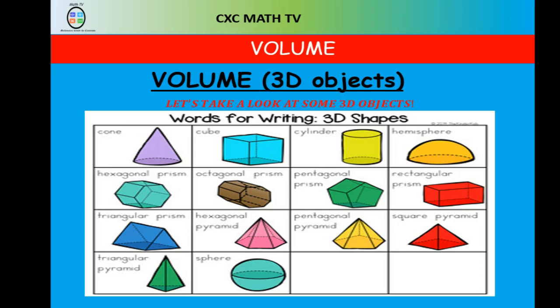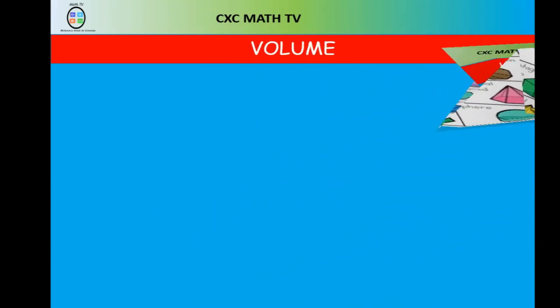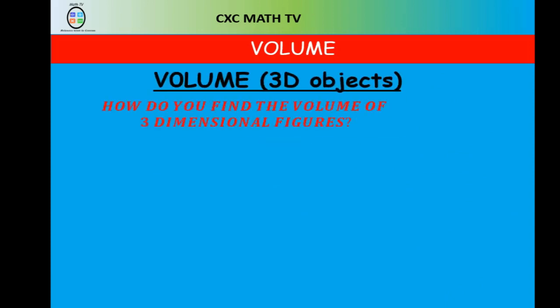The most popular ones we'll focus on in our video today are the cube, the cuboid, and the cylinder. Those are the three that come on CSEC exams most frequently. Sometimes, on occasion, you do see prism, and sometimes you do see hemisphere or sphere. You do see those on occasion, but oftentimes it's cube, cylinder, and cuboid. Now, first thing, how do we go about finding volume of 3D figures?